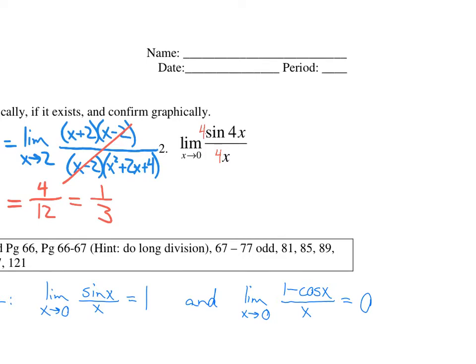Check this out. Okay? Let's say I rewrite this as 4 times the limit as x approaches 0 of the sine of 4x over 4x. Okay? Now, what's the limit as x approaches 0 of 4? 4.